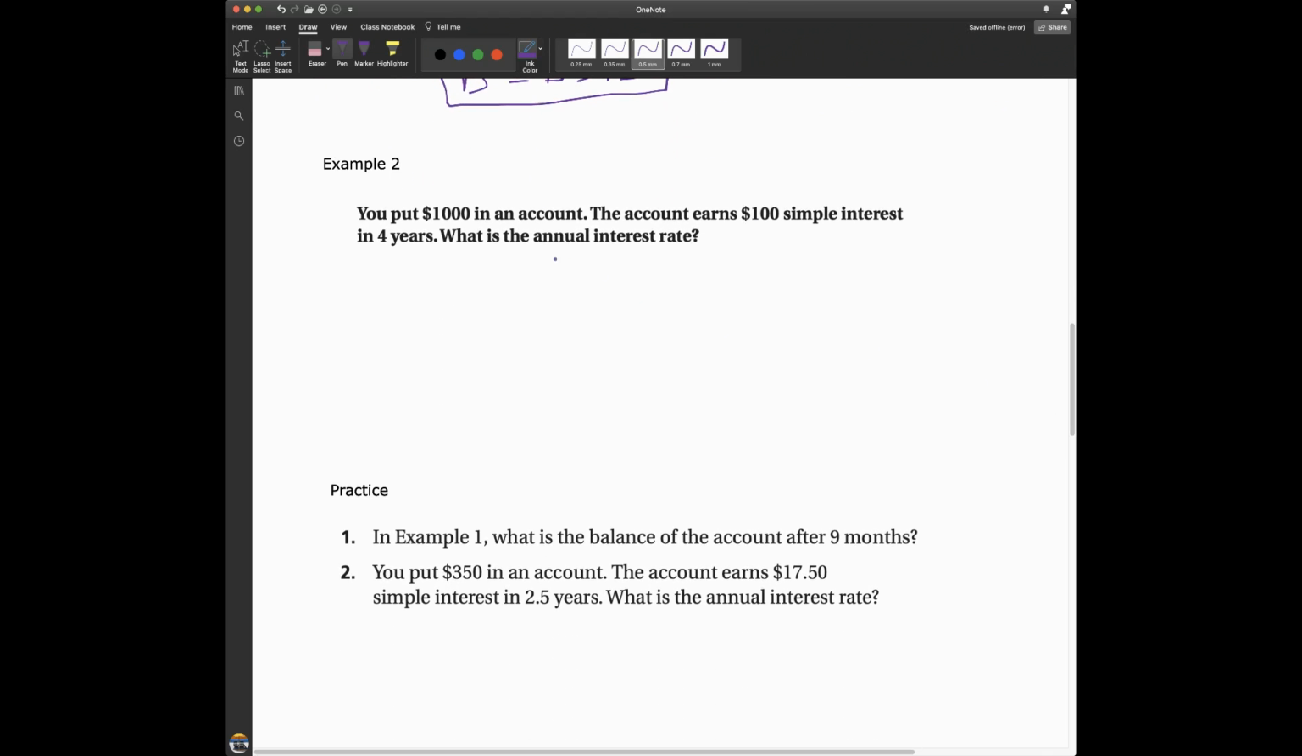So here's another example. You put $1,000 in an account, so that's your principal. The account earns $100 in simple interest. That is the I. And it earns it in 4 years. So that is your T. You want to know what's the annual interest rate. You're looking for R. So in this formula, interest equals principal times interest rate times time. You are looking for this.